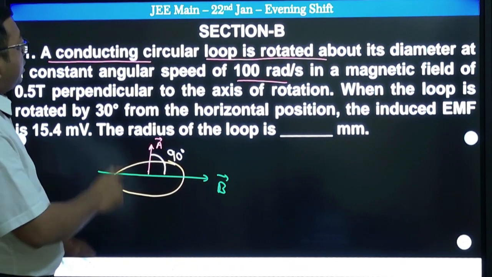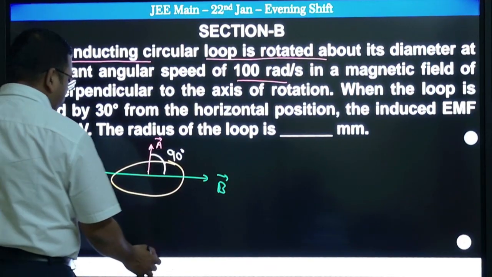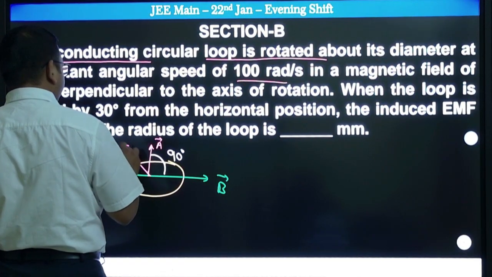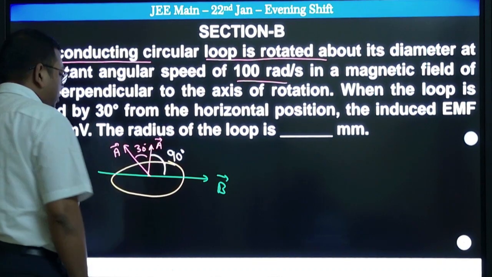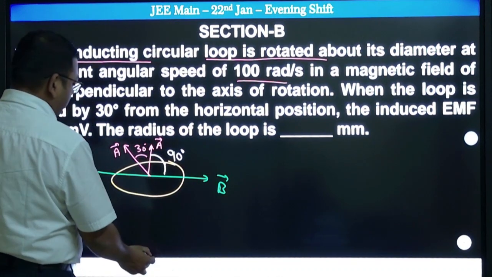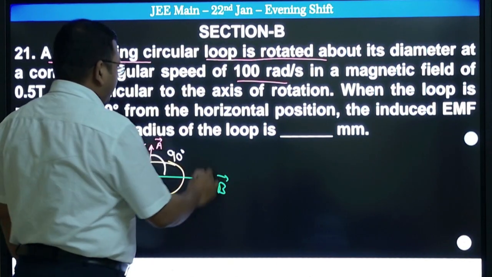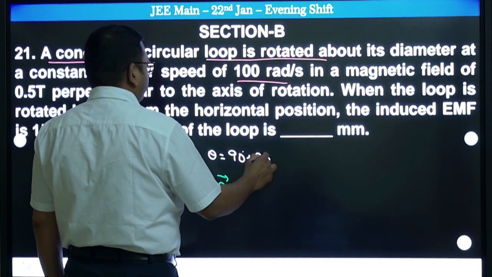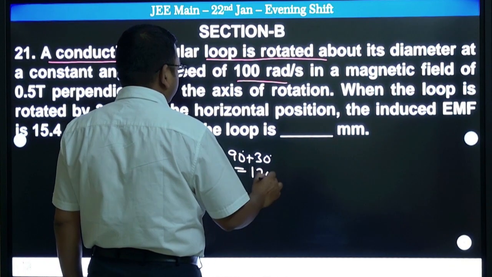Now it is rotated, when the loop is rotated by 30 degrees. So if the loop is rotated by 30 degrees, this area vector will also rotate by 30 degrees. So the angle with the magnetic field will become theta, which will be 90 plus 30 degrees, that means 120 degrees basically.